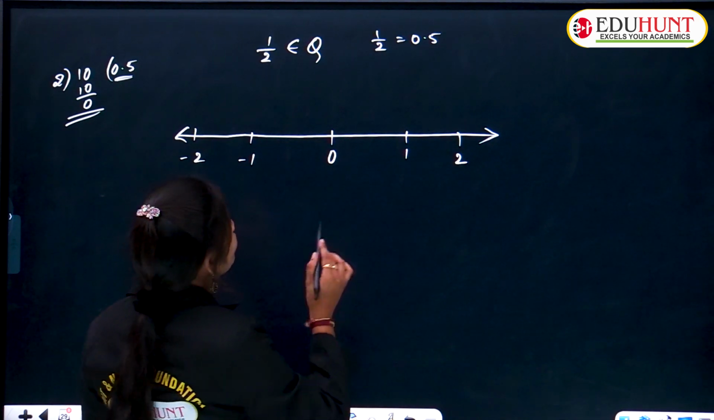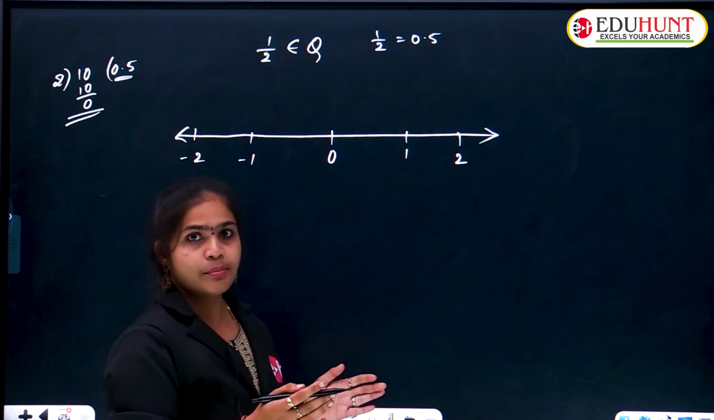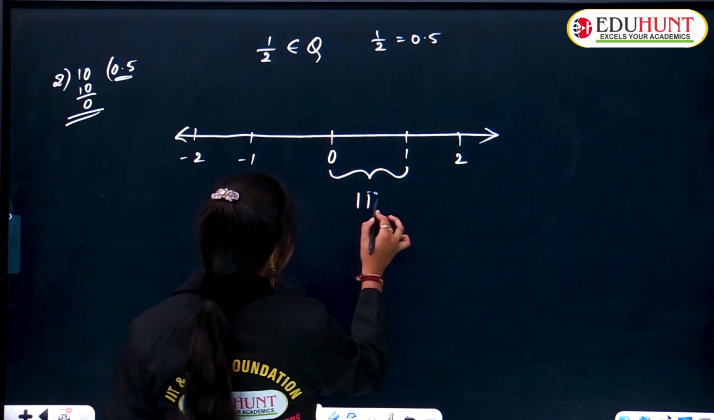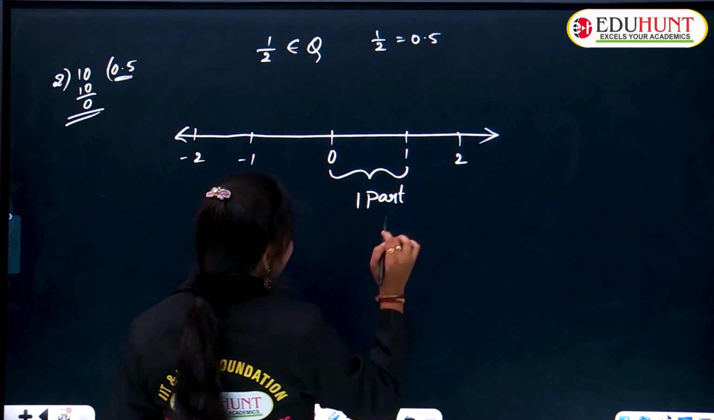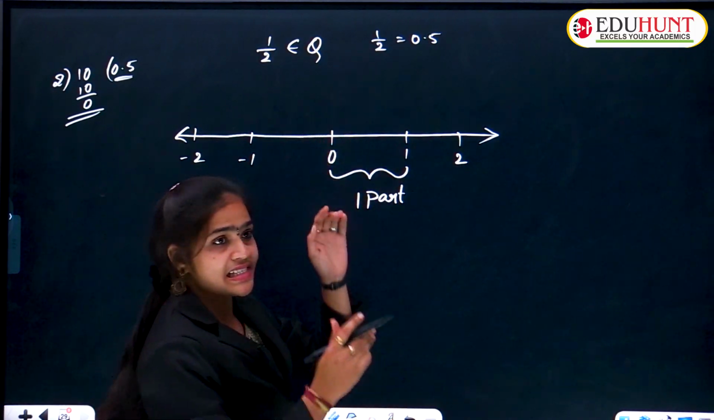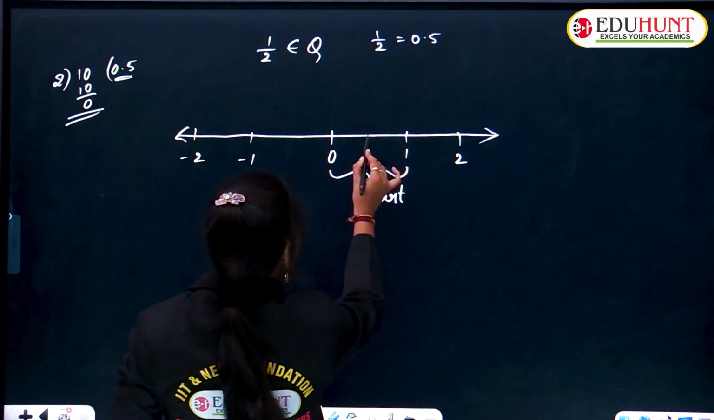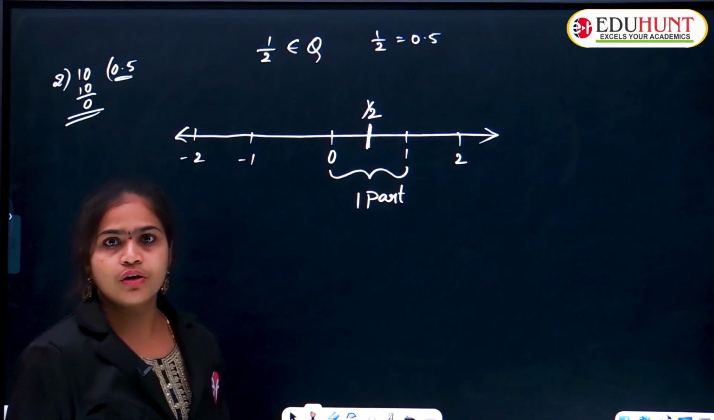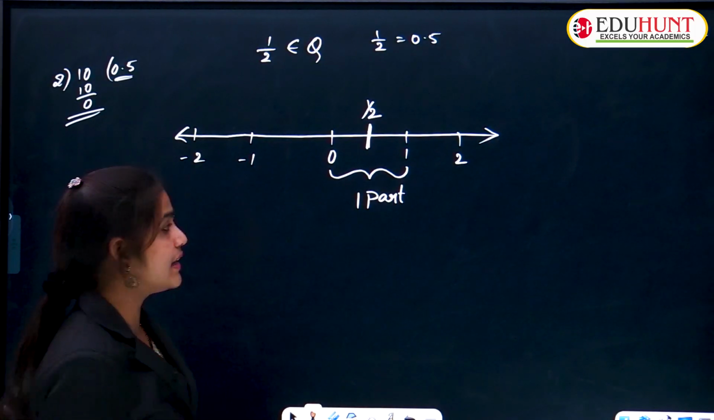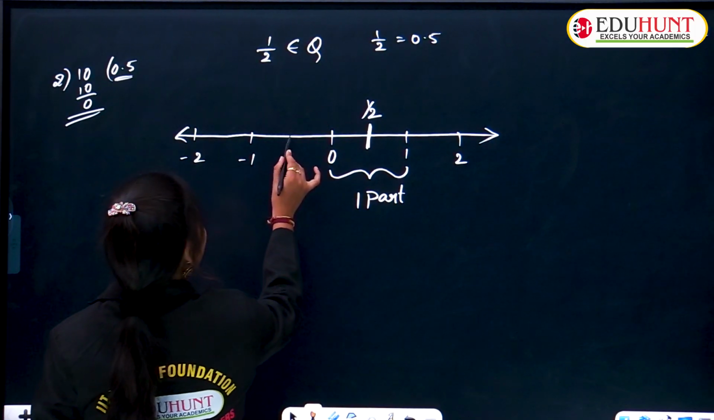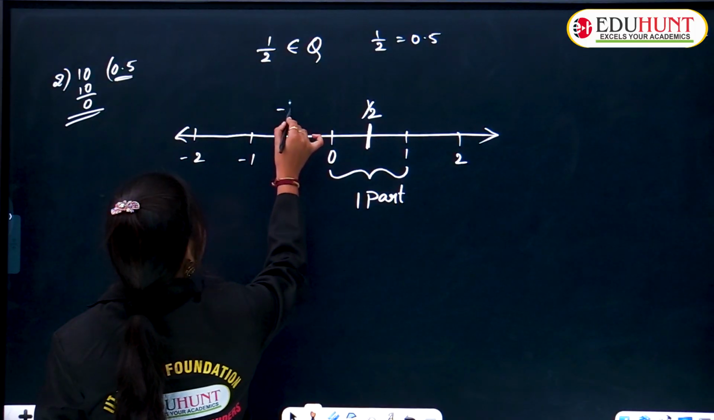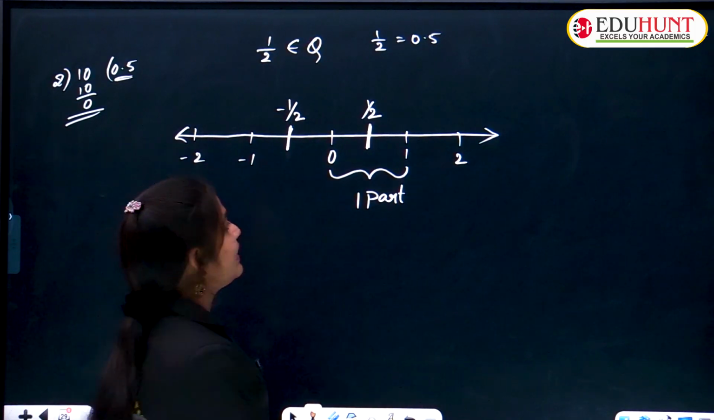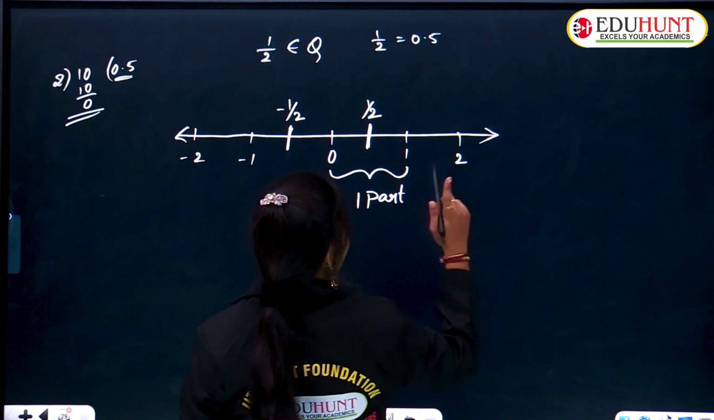So 1 by 2 means a half. From 0 to 1 is 1 part, and this point represents half of the part. Half of the part is here. This is 1 by 2. 1 by 2 is a rational number here. And we can also keep minus 1 by 2. Where can we keep minus 1 by 2? Here, this is minus 1 by 2.